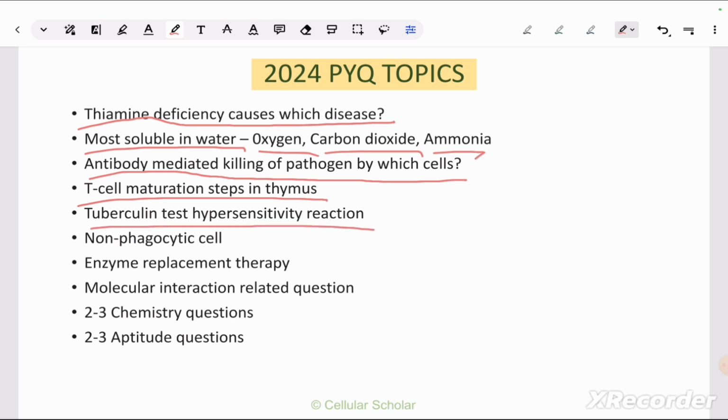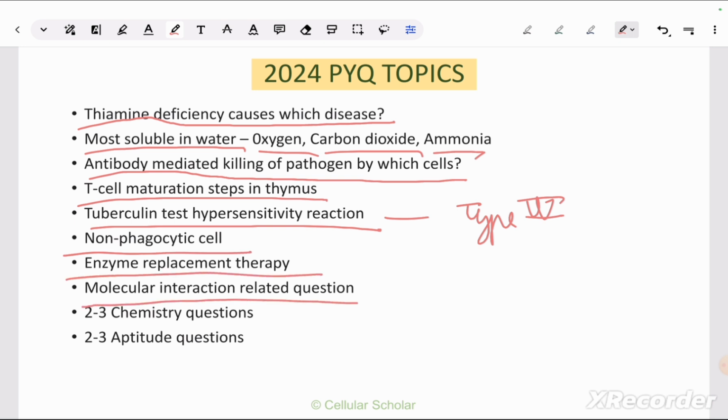Tuberculin test, hypersensitivity reaction, again hypersensitivity, to which hypersensitivity type reaction this tuberculin test belongs to. So you should have an idea about that. It belongs to type 4 hypersensitivity reaction. Non-phagocytic cells, enzyme replacement therapy, and molecular interaction related questions. Basically, what kind of bond is present between antigen and antibody, and again 2-3 questions from chemistry and 2-3 questions from aptitude that you will be able to solve.